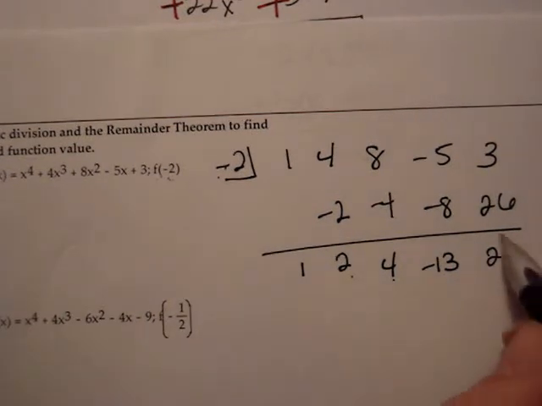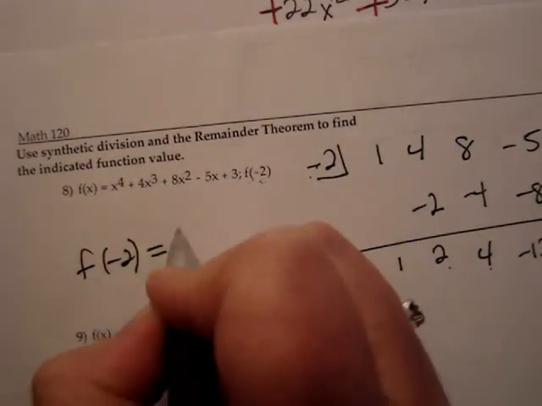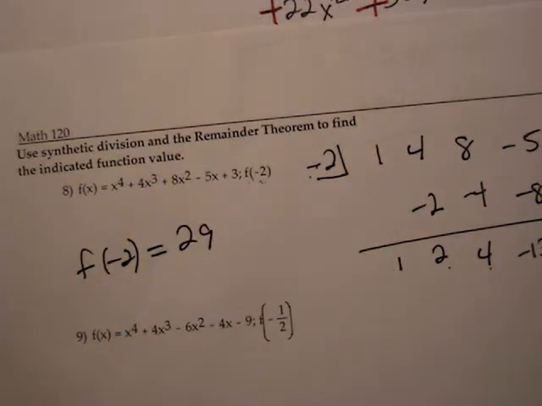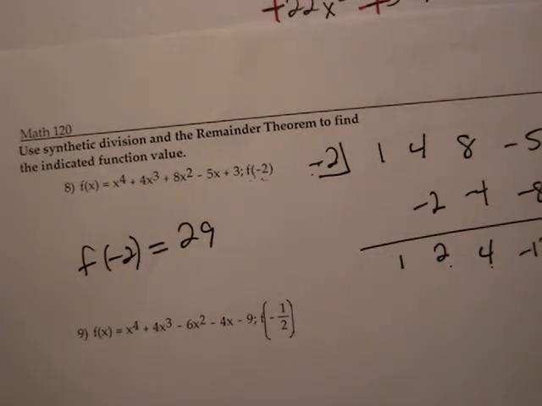And so what that's telling me, remember that last number is the remainder, is I now know that f of negative 2 is equal to 29. In other words, when x equals negative 2, y, or the output value, equals 29. And that's a lot faster than doing the math.